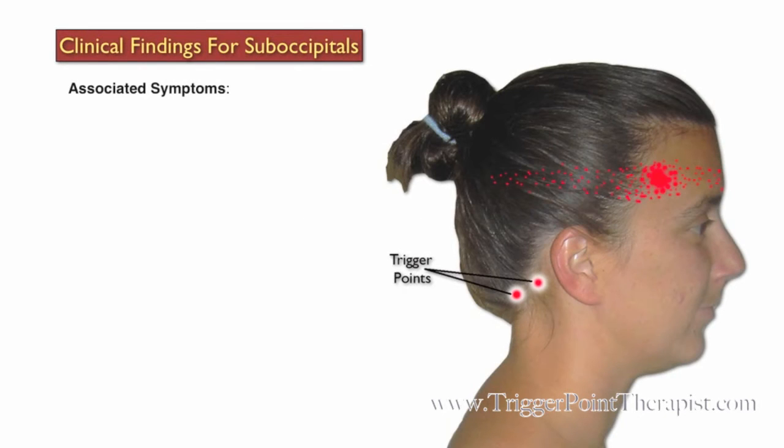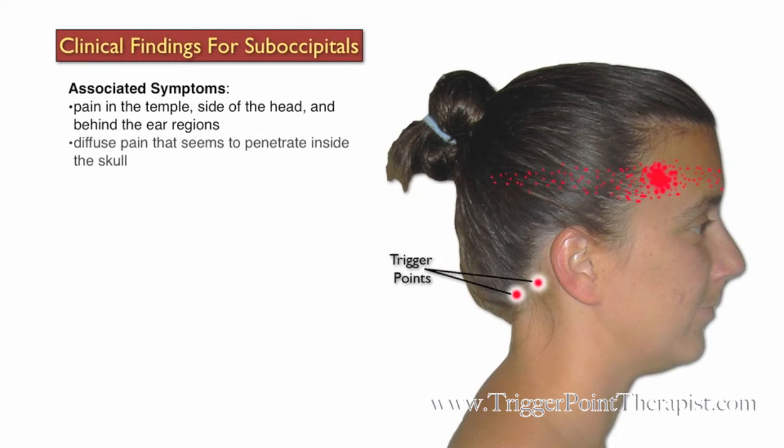Clinical findings for the suboccipital muscle group. Clients may complain of pain in the temple, side of the head, and behind the ear regions. They may also complain of diffuse pain that seems to penetrate deep inside the skull. And trigger point-induced tension in these muscles can cause restriction in head rotation.